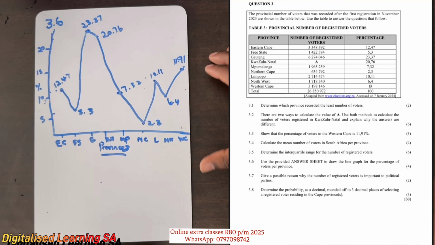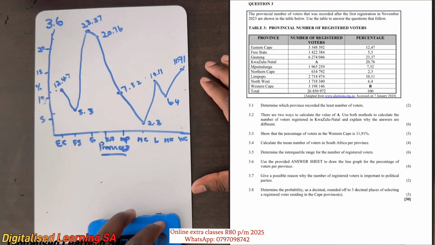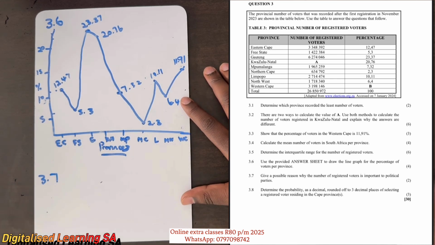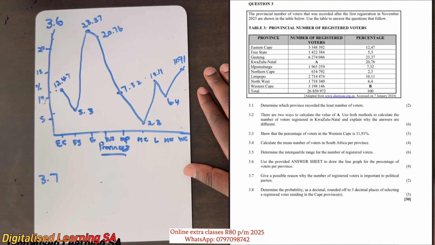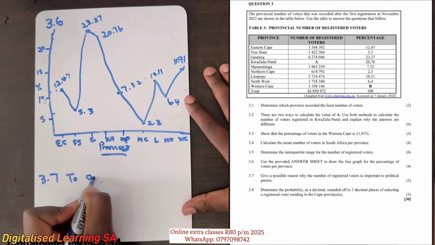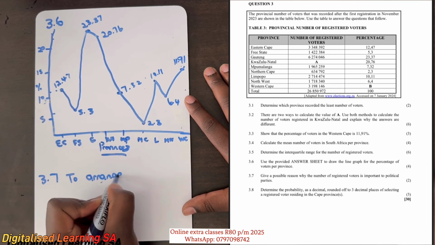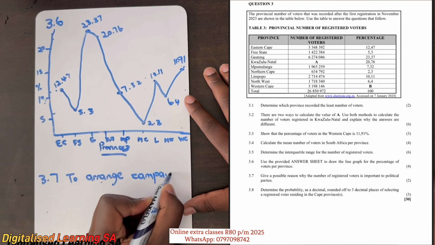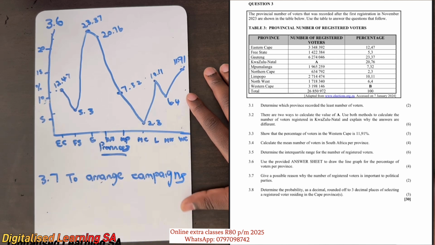3.6. So now let's move to question 3.7. So question 3.7 says that give a possible reason why the number of registered voters is important to political parties. It is important so that they can arrange campaigns so that they can convince people to vote for them, to arrange campaigns.